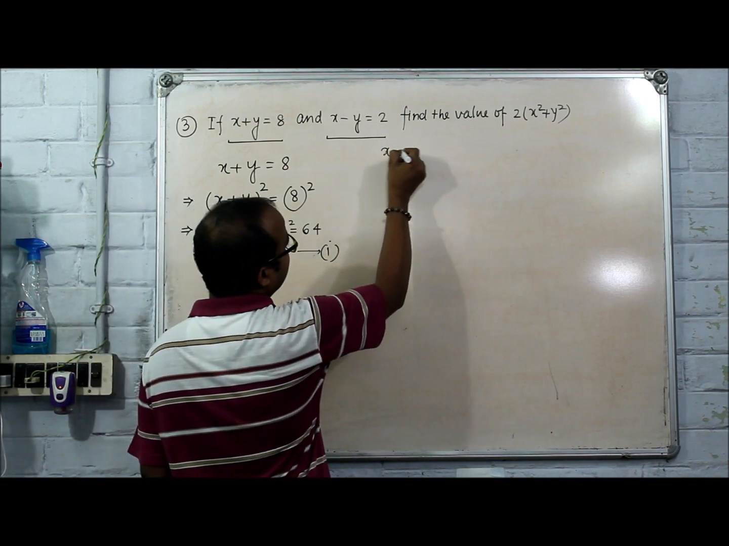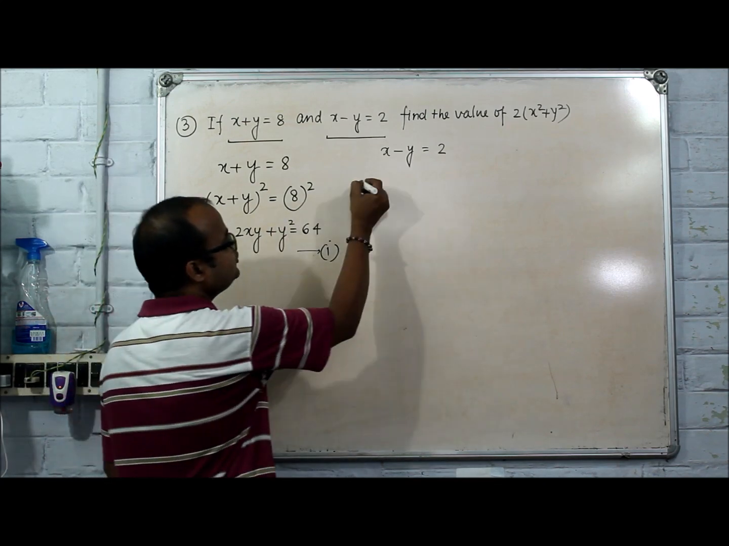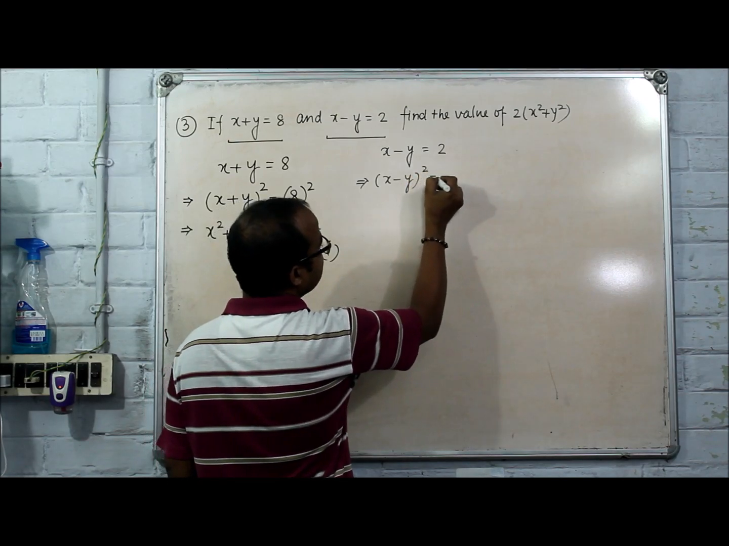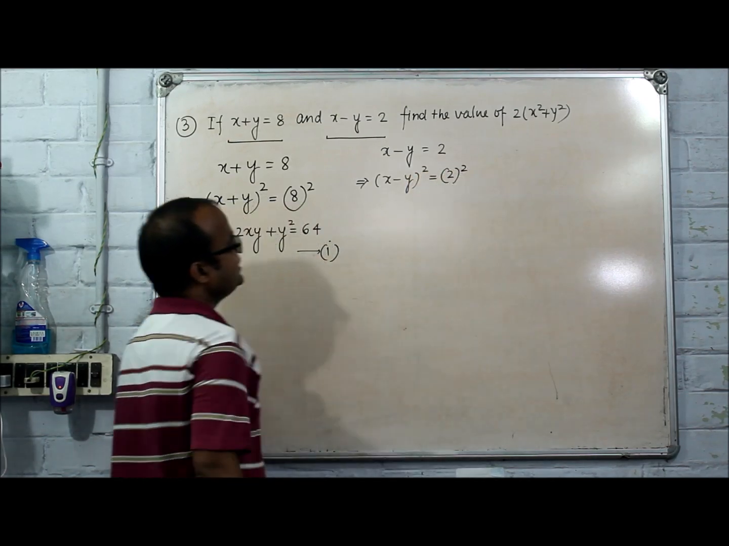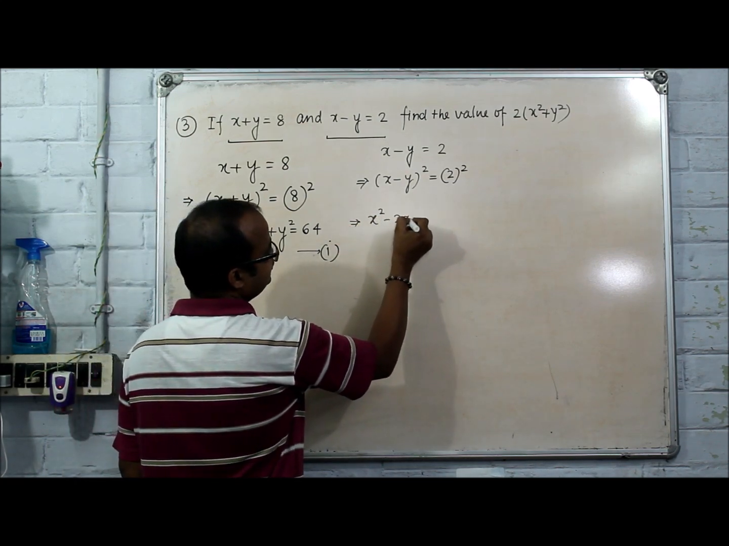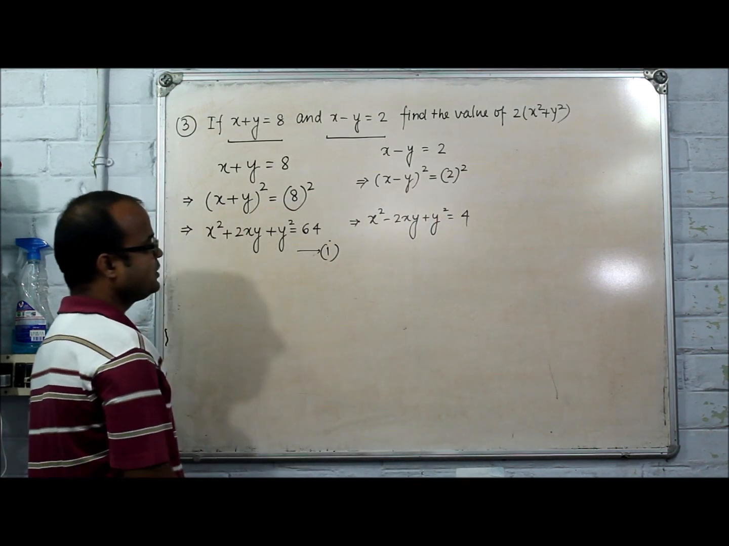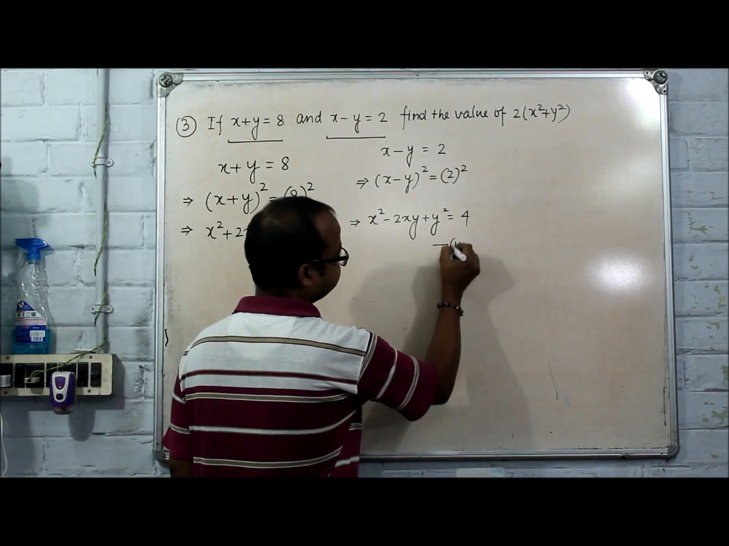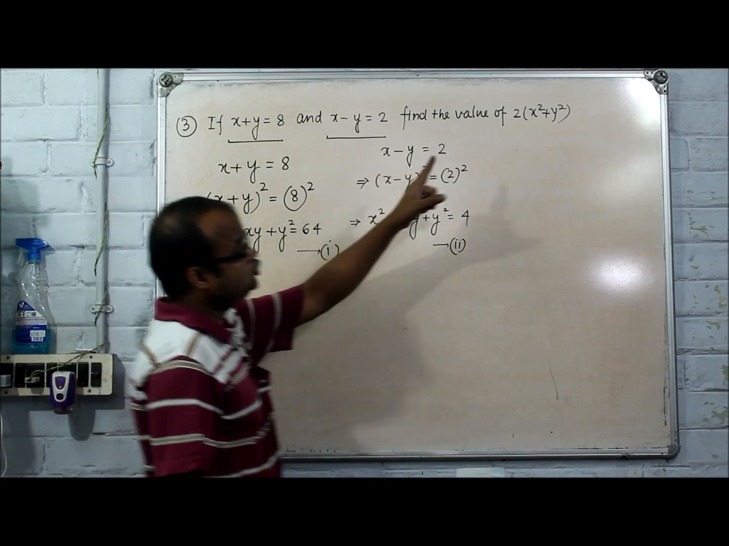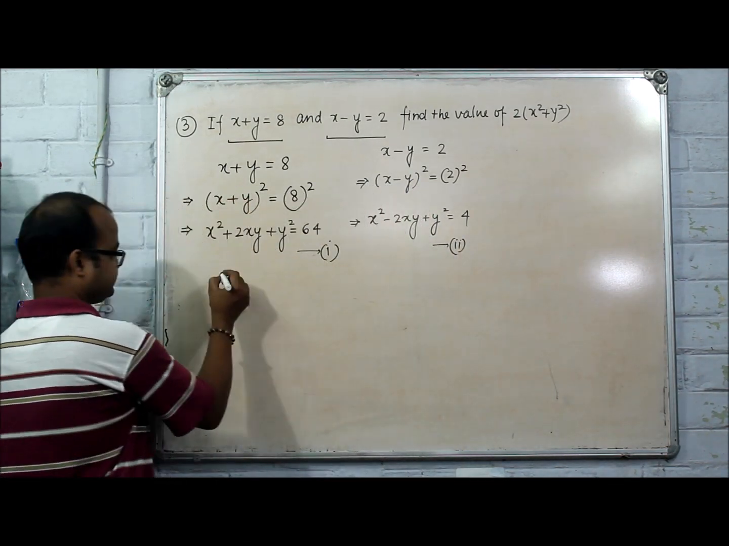Second one is x minus y is equal to 2. Same way, squaring both sides, we'll get square of x minus y is equal to 2 square. So you get x square minus 2xy plus y square is equal to 4. Clear? This is the second relation. Now, to get 2 into x square plus y square, you need to add these two relations.